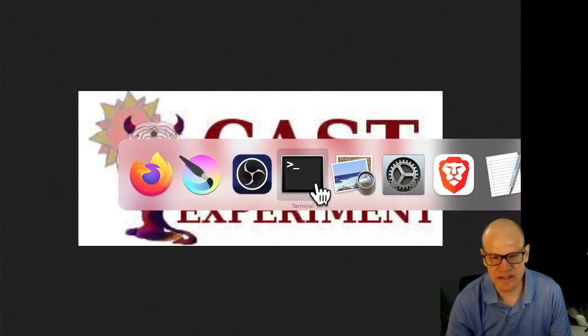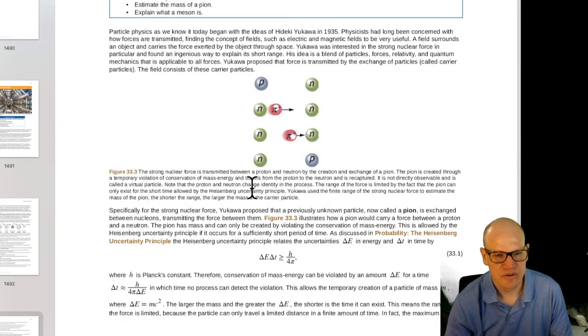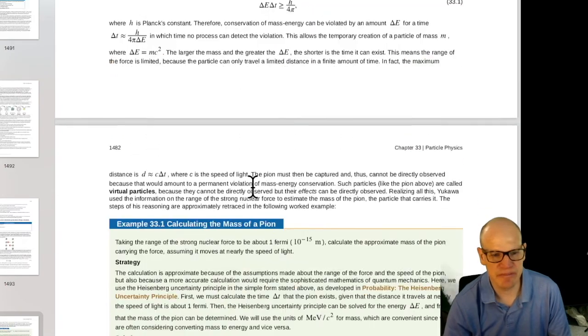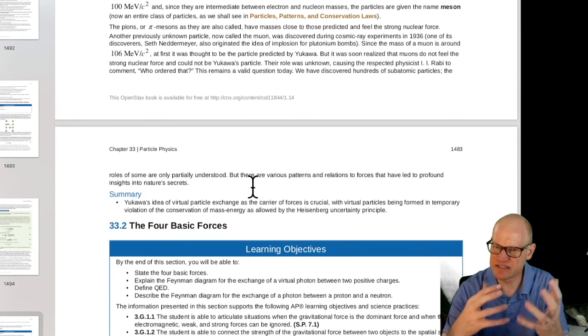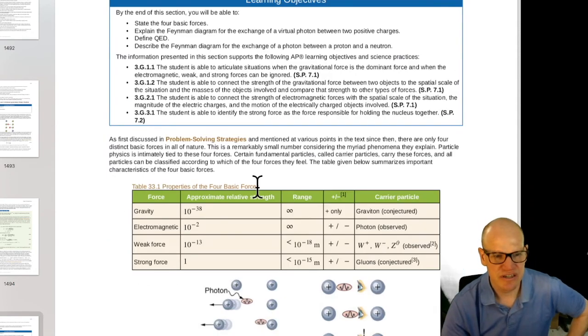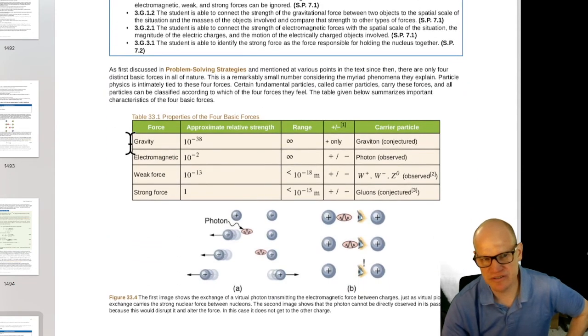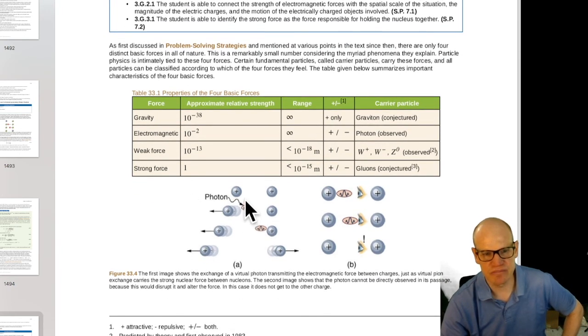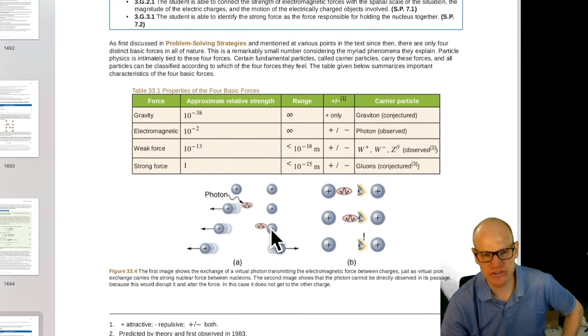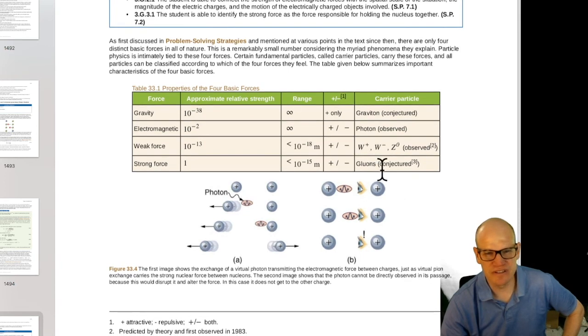Let me take a look at the text and see what it is that I've covered and what it is that I might be missing. So we talked about pions. We've already talked about pions, how that's the thing that produces the force. I've already mentioned the fact that there are 4 forces in nature, that those forces come by the exchange of these different particles. Gluons, I don't think gluons are conjectured anymore. The graviton is conjectured. The photon and the W and Z, we'll talk about the weak force next time.